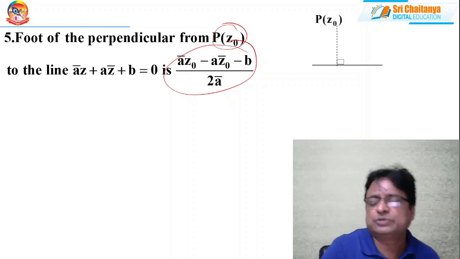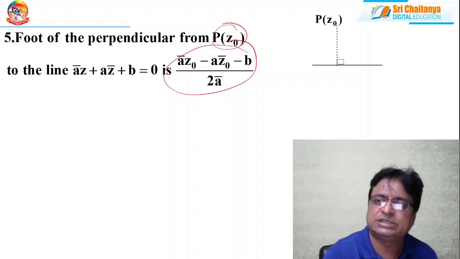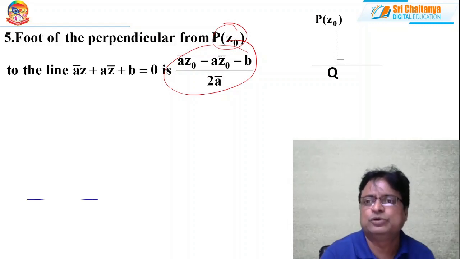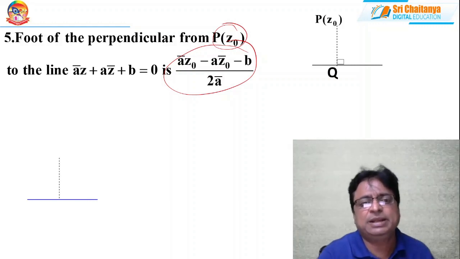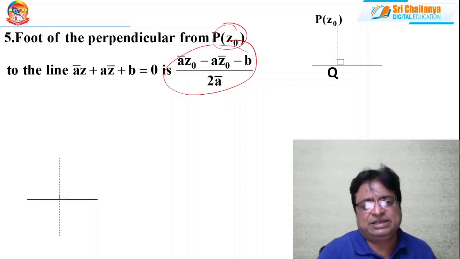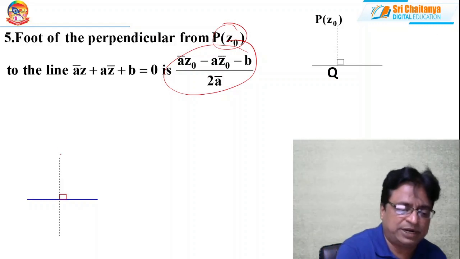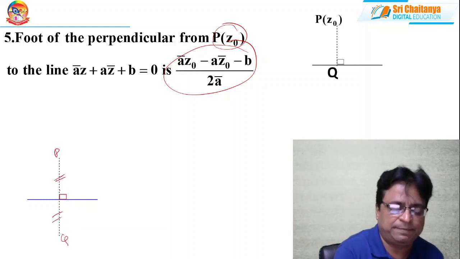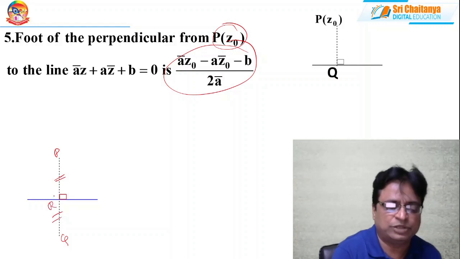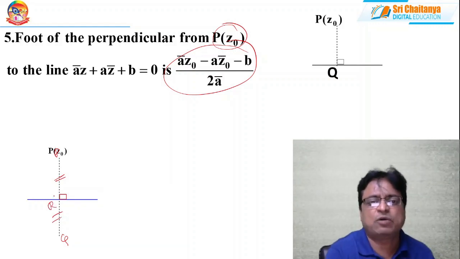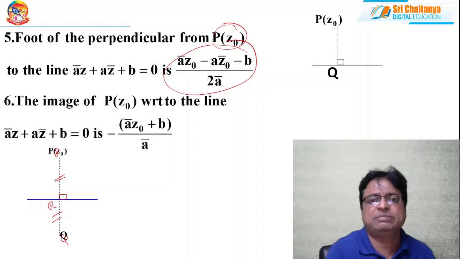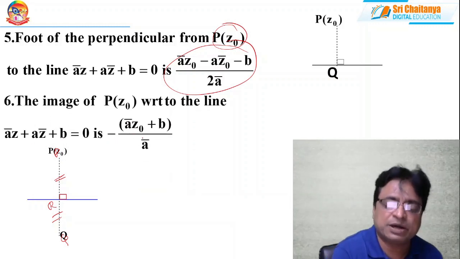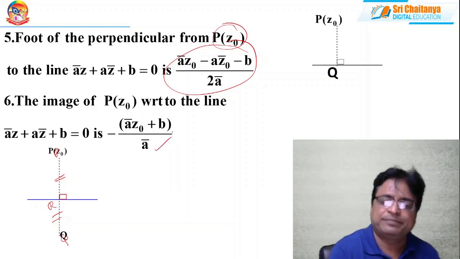Okay, my friends. So this is about P(z naught), and this is the line given for you. Then how to find that foot of the perpendicular, that is Q, that we can do. Similarly, see the image of the point. Here, this is the point given for you, and this is the image. So P, R, Q are collinear. So how can we find the image of the point P(z naught) with respect to the line? That is minus of a bar z naught plus b by a bar.